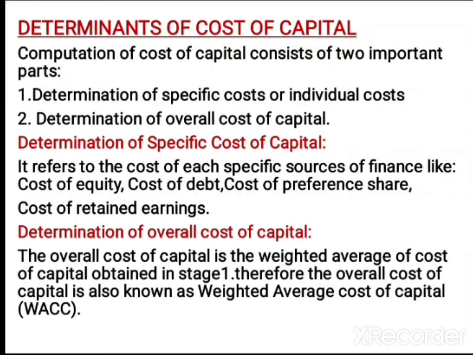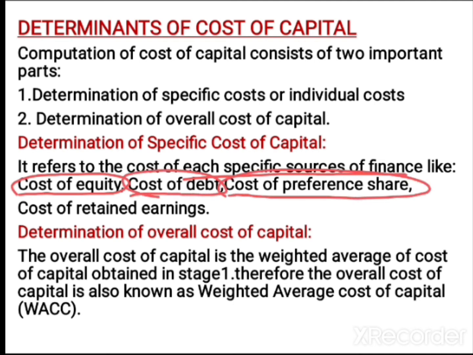In the first stage, you need to calculate the cost for each individual source of finance. That is, for equity, you calculate cost of equity. For debt, you calculate cost of debt. For preference, you calculate cost of preference, and for retained earnings, you calculate cost of retained earnings. So here you calculate the cost of each individual source of finance separately. Hence it is called specific cost or individual cost, because here we calculate the cost for each individual source separately.